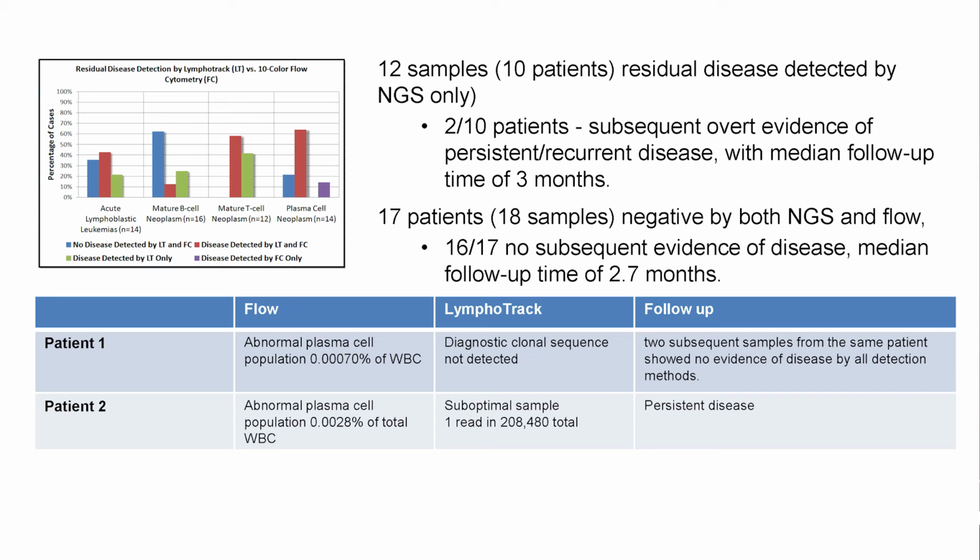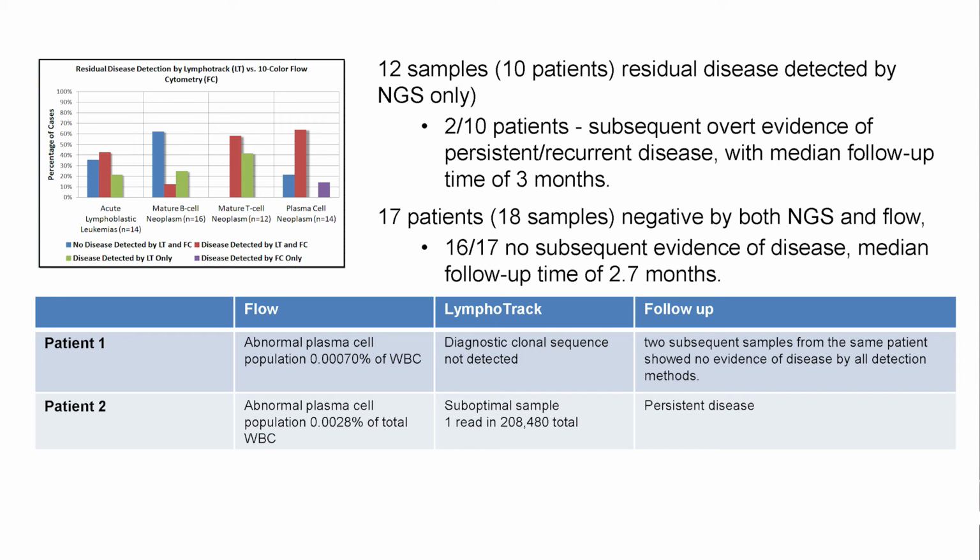So I did show you this slide before. For the plasma cell neoplasms, this was the only case where you had cases that were picked up by flow cytometry, but they were not picked up by the NGS assay. So this purple bar that you see here is actually 2 patients. These 2 patients were interesting because when we followed them up, one of them, even though the patient had disease by flow cytometry at about 2 or 3 different times, by the LymphoTrack assay, we really couldn't pick up anything.